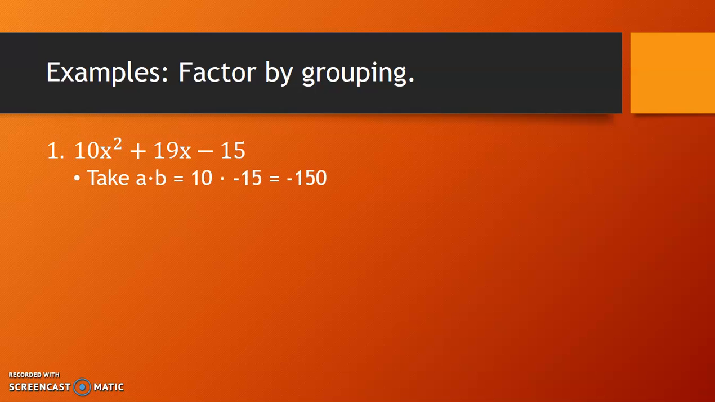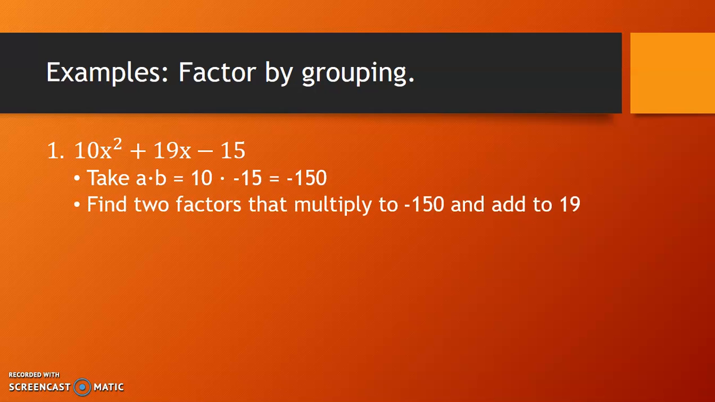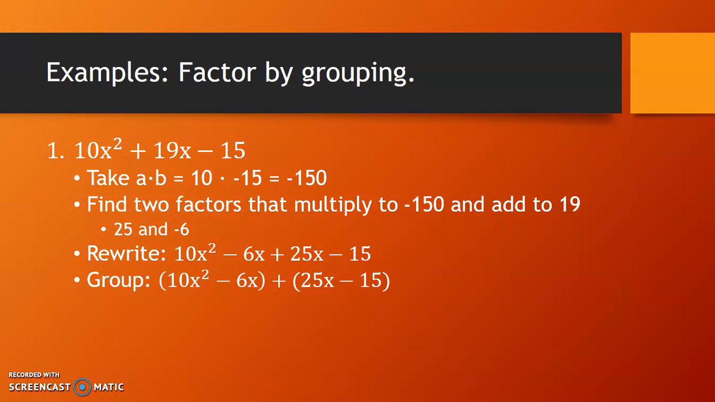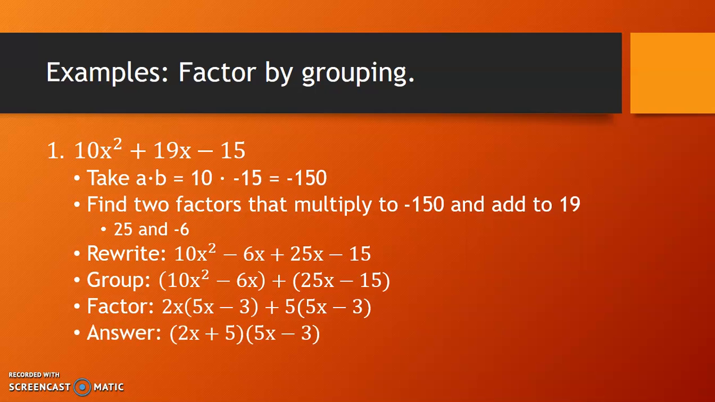For this one, again, start with the same steps. So 10 times that negative 15 would be negative 150. So I'm finding two factors that multiply to a negative 150, add to a 19. The numbers that do that are 25 and negative 6. Rewrite your whole expression here. And then I group them, pull out the common factor, and write the answer.